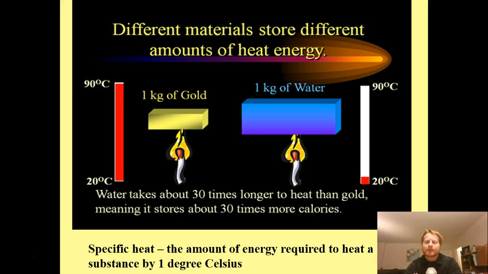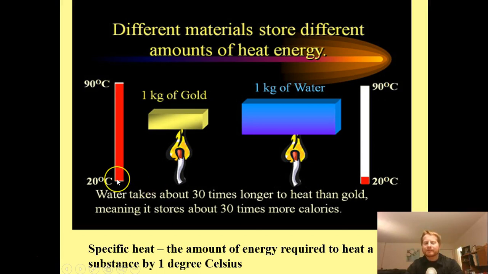Something else that's really important is water's specific heat. So specific heat is the amount of energy required to heat a substance by 1 degree Celsius. So different substances take a different amount of energy to heat them up. It's just something that's unique to each substance. Here we look at if we have a certain amount of energy applied to both a kilogram of gold and a kilogram of water, applying the same amount of energy to both.